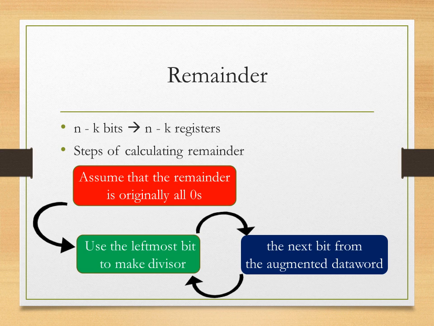First, we assume that the remainder is originally all zeros. Second, at each time click, we repeat the following two actions. Use the leftmost bit to make divisor and the next bit from the augmented data word.